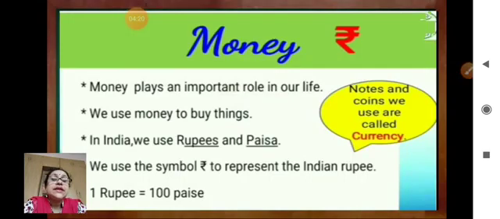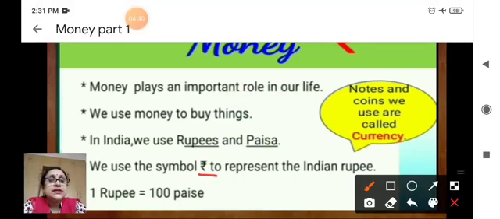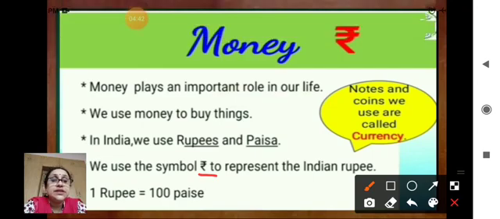Now money plays an important role in our life. We use money to buy things. In India, we use rupees and paise. You can see the symbol here. Yes, this is the symbol to represent the Indian rupee. 1 rupee equal to 100 paise. Notes and coins we use are called currency.